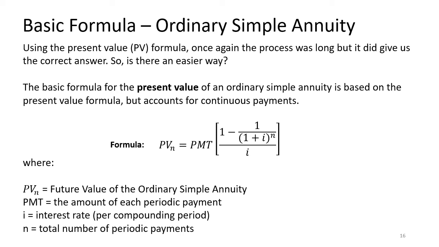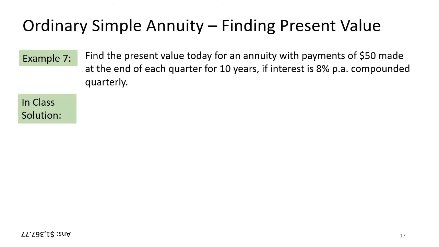In this instance, it's 1 divided by that familiar term that we've seen, 1 plus the periodic interest rate to the exponent n. Again, for annuities, n is the total number of payment periods or number of periodic payments. That's divided by the periodic interest rate I. So it's similar, but looks a little bit different than future value. So let's look at an example to see how we can apply it.